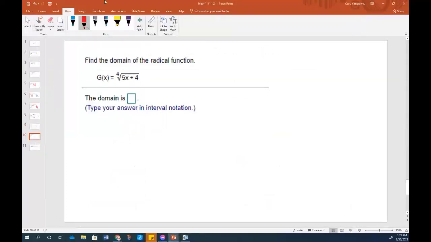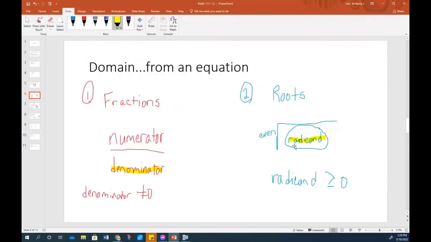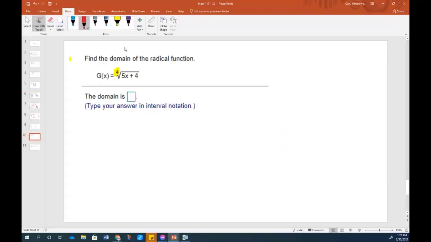Okay, one more domain question, but this one does have this even feature right out here. So this one, reminding you of the 2 things we have to look at. If it's got an even number, you've got to make sure the stuff under the root, the radicand, is greater than or equal to 0. So I need to make sure that 5x plus 4 is greater than or equal to 0. So I'm just going to solve this. 5x is greater than or equal to -4. I subtracted 4 from both sides. Divide both sides by 5. And x must be greater than or equal to -4/5.